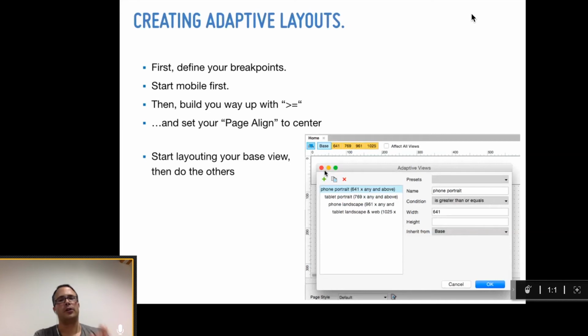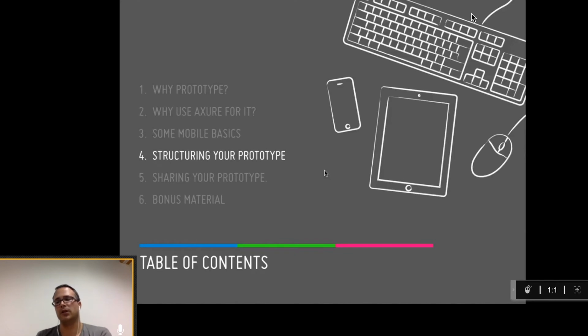So you do your base view, you put all the elements in there after you created all the different adaptive breakpoints. And then you do all the other ones one by one. And then you build your way up, and then you have your prototype that you can test.